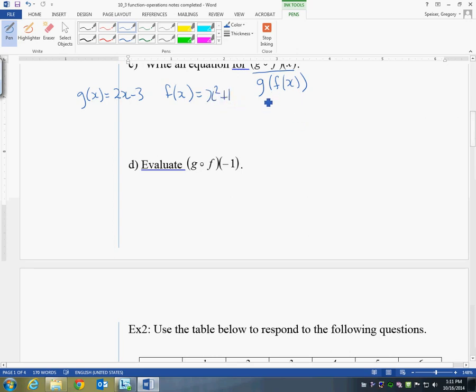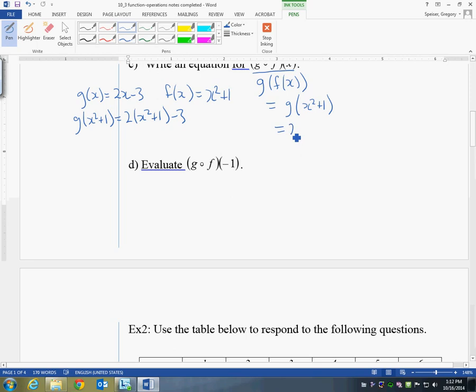So if we're going to find g of f of x, I can start from the inside, the inner function first. So f of x is equal to x squared plus 1. So this equals g of x squared plus 1. Mentally, if you get stuck, you can think, I have to put x squared plus 1 everywhere you see an x in your original definition of the function. Okay, so that's what that looks like.